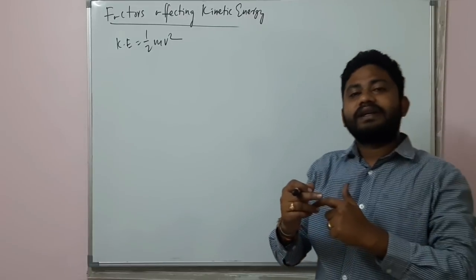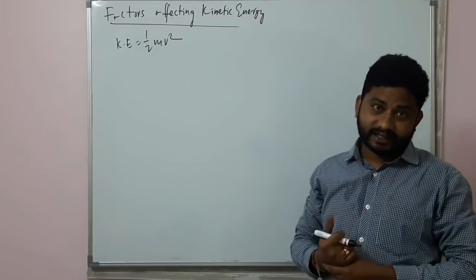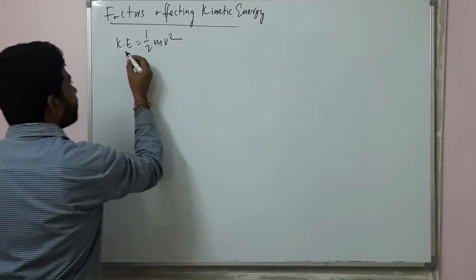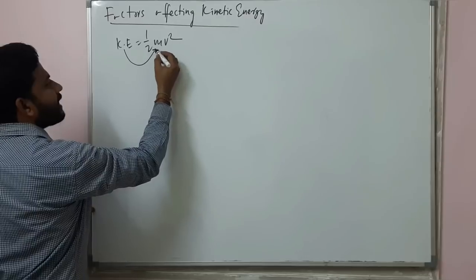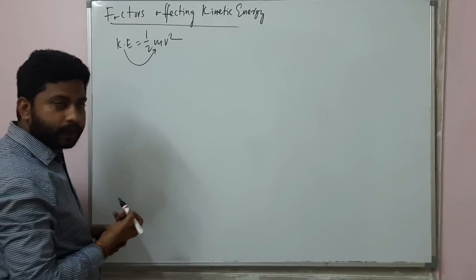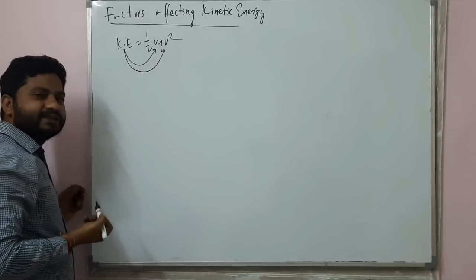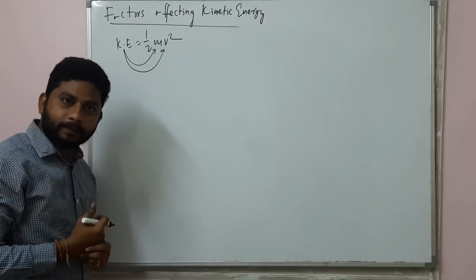We are going to find the factors affecting the kinetic energy. If you carefully observe this, the kinetic energy depends on the mass of an object. The same kinetic energy also depends on the velocity of an object. Is it clear?